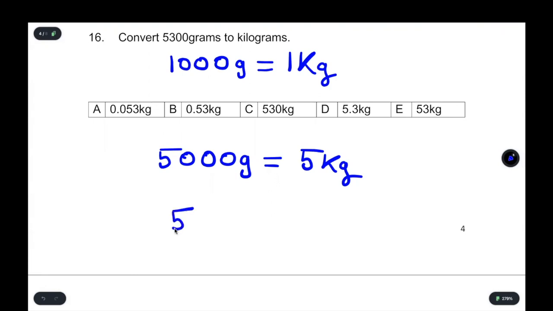So if we start off with 5,300, divide that by 1,000, we end up with 5.3. Because this is saying we have 5 kilograms, each with 1,000 grams, that's 5,000 grams. And then the 0.3 is saying 300 grams. So 5,000 grams add 300 grams makes 5,300 grams. So 5.3 kilograms is option D.